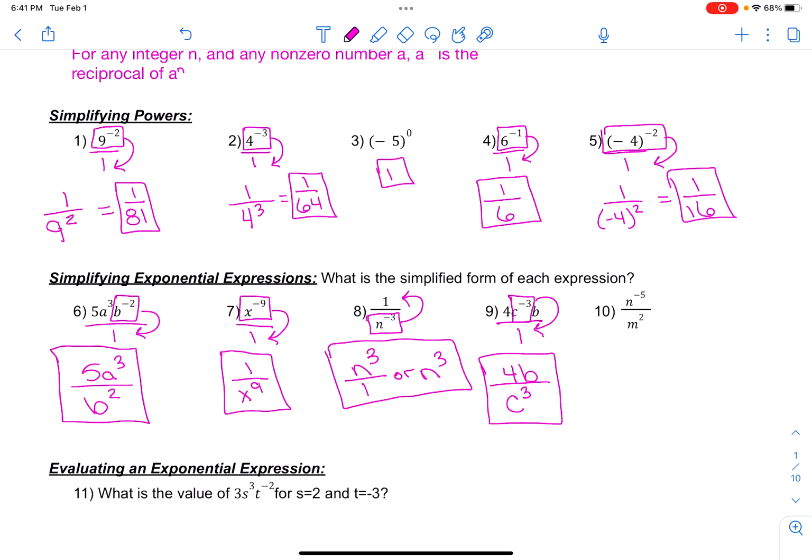And then for number 10, we have n to the negative fifth over m squared. Again, the only negative exponent we have is this negative 5, so this n to the negative fifth. So that guy has to get moved down. So now we have nothing left up top, we just have this 1. And then on bottom, we still have m squared because it was positive, so it stays where it's at. And then n to the fifth, and that 5 becomes positive since we moved it to the bottom. You could also write that as n to the fifth, m to the second. Both ways, perfectly fine. Multiplication can be flipped around that way.